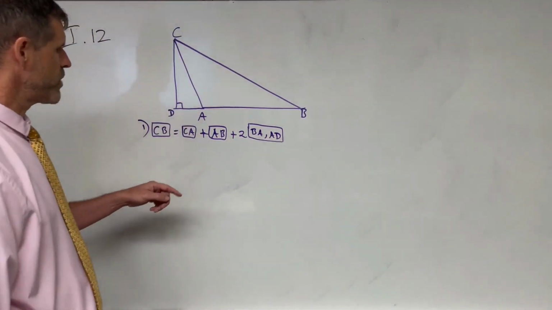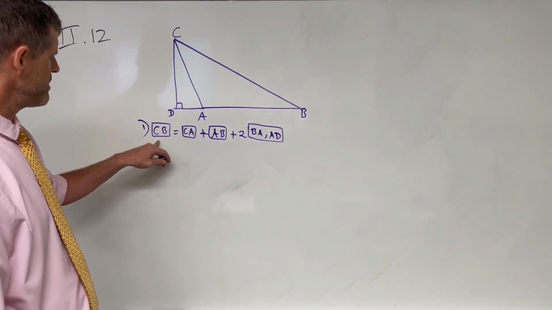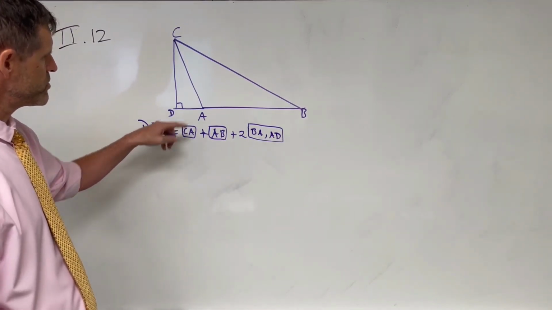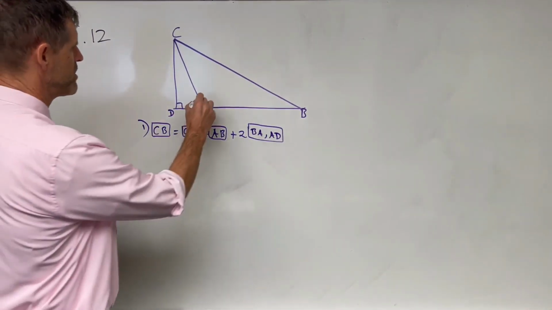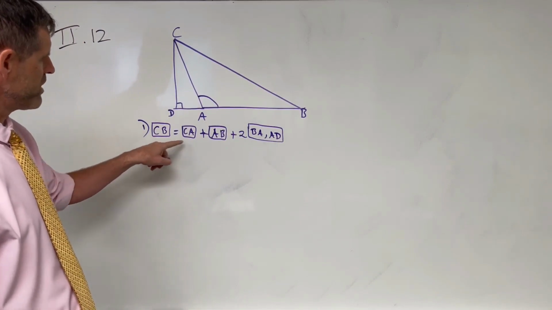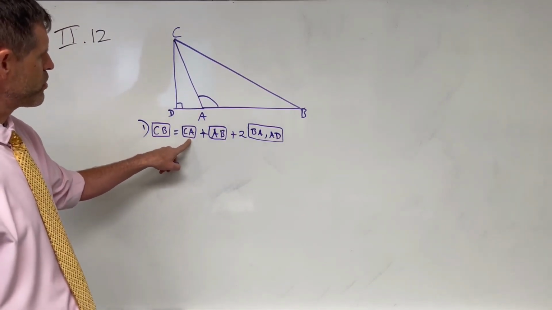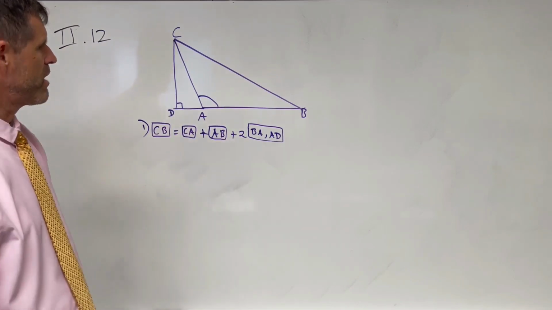Which means that if we took away twice the rectangle, then the square on CB, which is the square on the side subtending the obtuse angle, would exceed the squares on CA and AB, the sides containing the obtuse angle, by that amount.